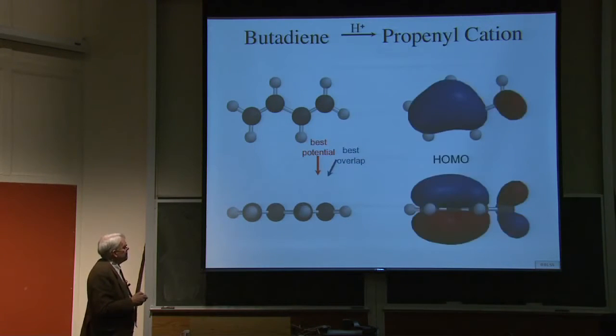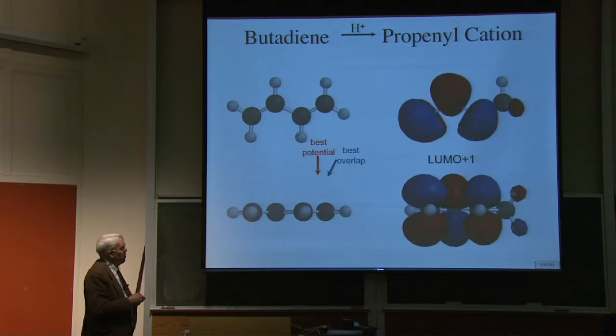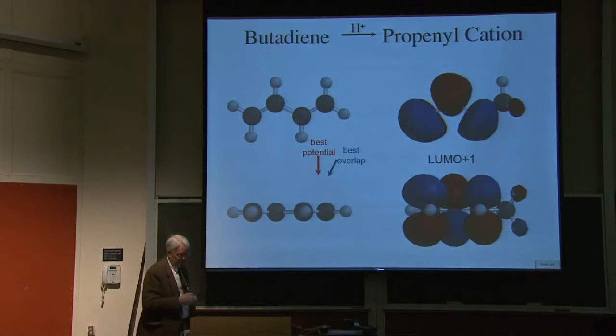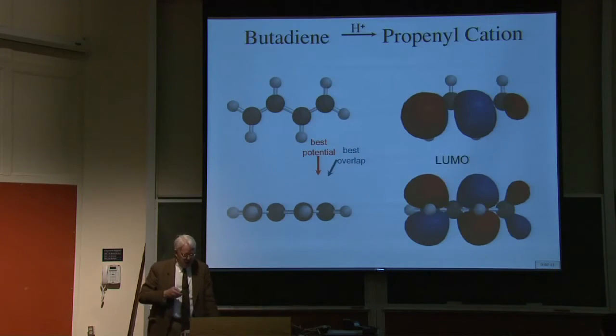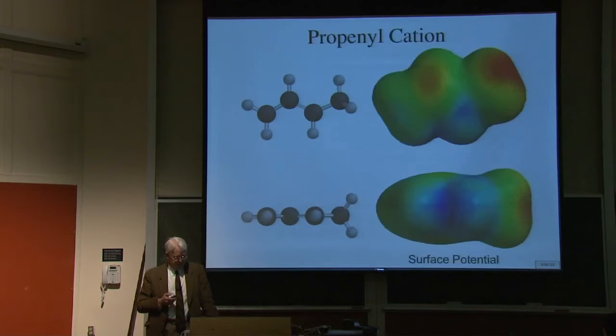Here's the HOMO, it's pi. Here's the LUMO, 1 node. And here's the LUMO plus 1, 2 nodes among those 3 p orbitals. So that's the propenyl cation. There's the LUMO that you're going to want to attack if you're the bromide. So you could attack at either end, not at the middle.